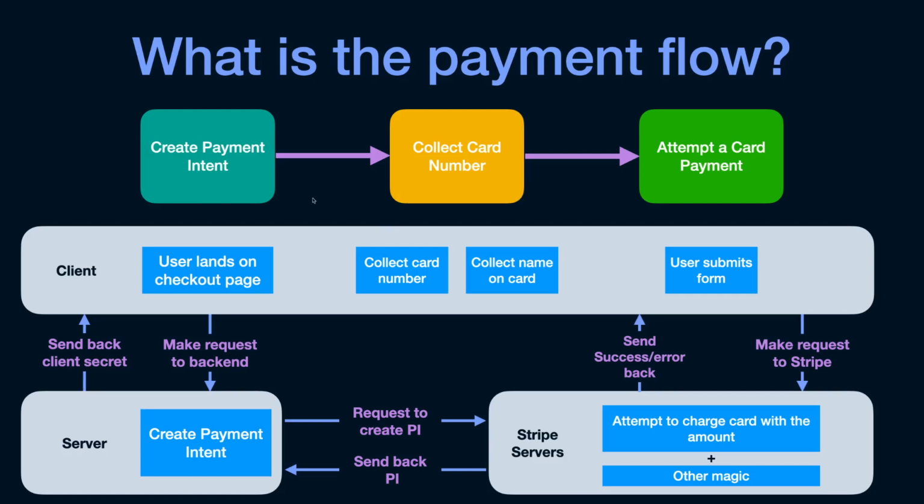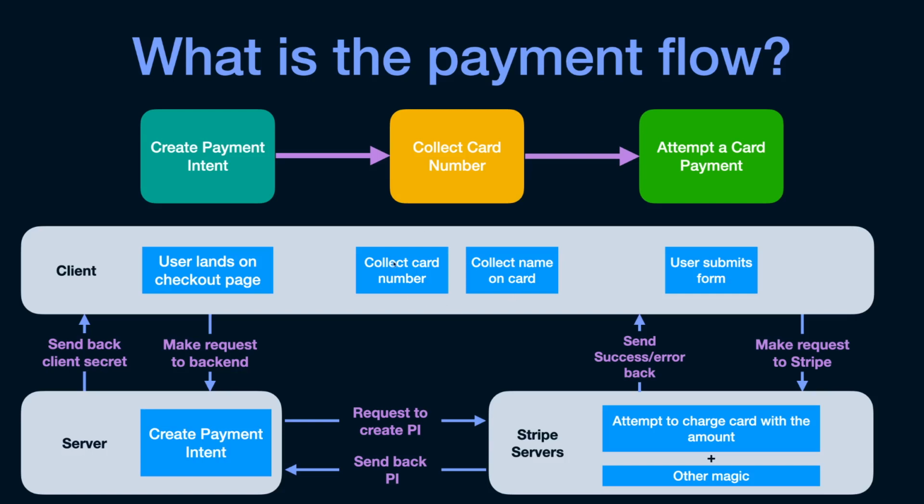When the user lands on the checkout page, we're going to make a request to the backend. On that request, our backend is going to talk to Stripe servers to create a payment intent. Stripe is going to send us back that payment intent, and we only send the client secret to our client, basically the React app.